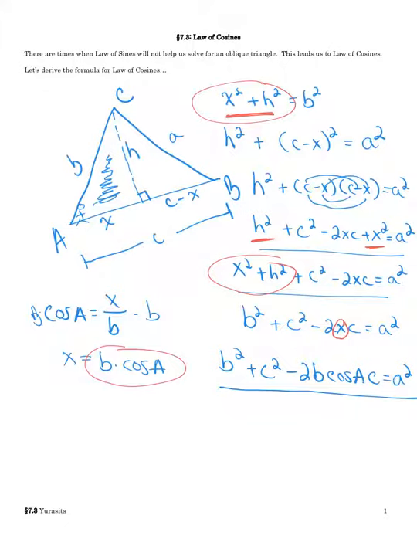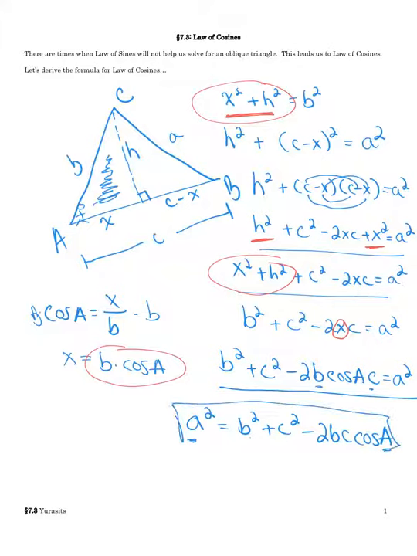So there's 3 different formulas for law of cosines. So it's a squared equals b squared plus c squared. So it's side length squared equals the 2 other side lengths squared minus 2 times the 2 other side lengths times cosine of the respective angle. And here is law of cosines. All right.